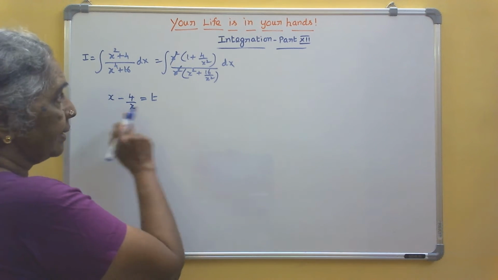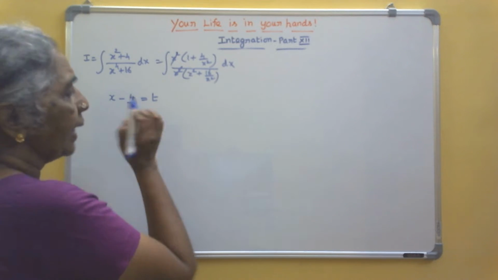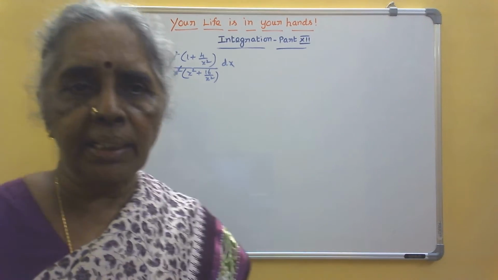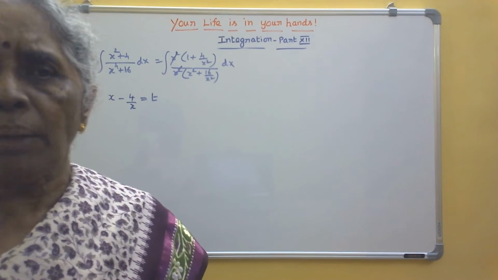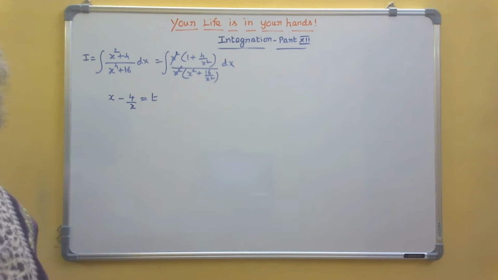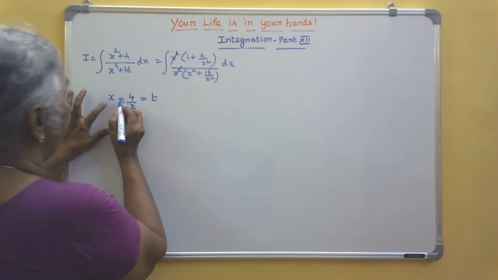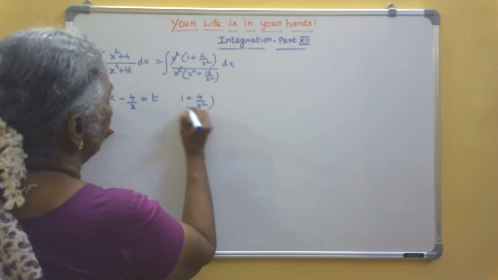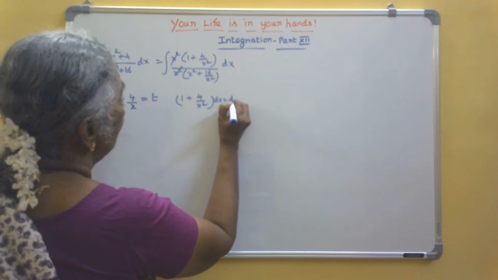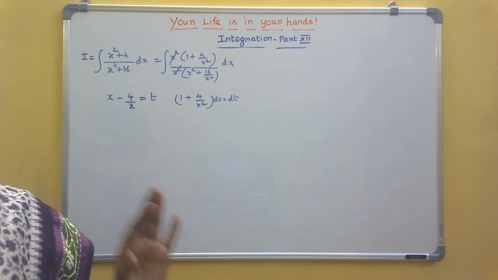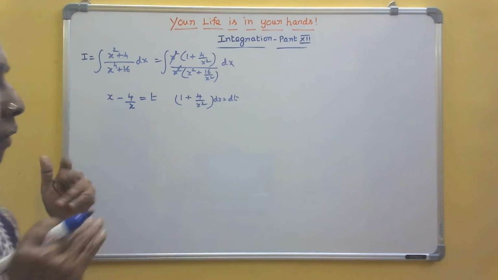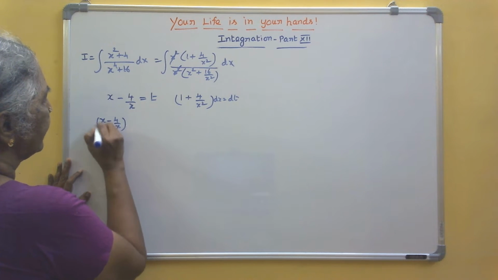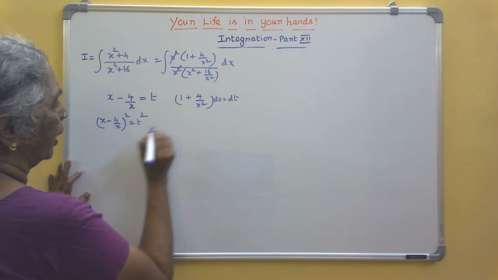Then, to fix this term, take the square root. If you have 25 by x squared, take here 5 by x. If you have 81 by x squared, take 9 by x. Okay? So now, x minus 4 by x, you take it as t. When you differentiate, you will get 1 plus 4 by x squared dx, that will be equal to dt. The numerator will definitely become dt. Now, for the denominator, you square this. x minus 4 by x the whole square is equal to t squared.